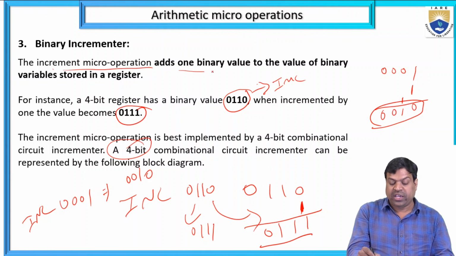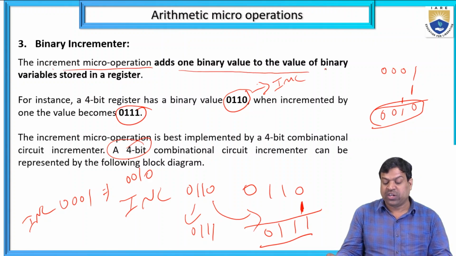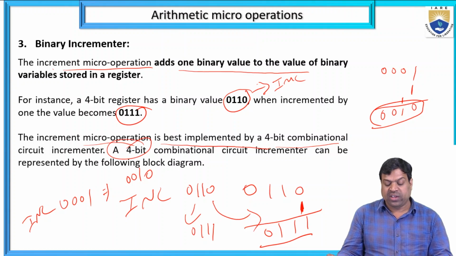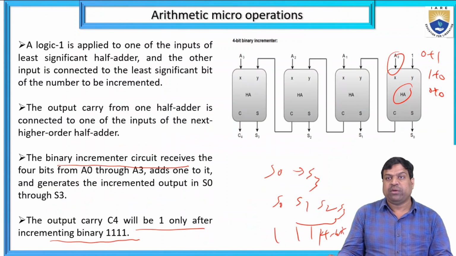Here also the increment microoperation adds one binary value to the value of the binary variable stored in a register. For instance, a 4-bit register has a binary value 0110. When incremented by one, the value becomes 0111. Here the increment microoperation is best implemented by a 4-bit combinational circuit to increment the value. A 4-bit combinational incrementer can be represented by the following block diagram. Here I am taking the incrementing value. Suppose A equal to 0. Incrementing means 0 plus 1. 0 plus 1, how much? 1. Is there any carry? No. Carry equal to 0.